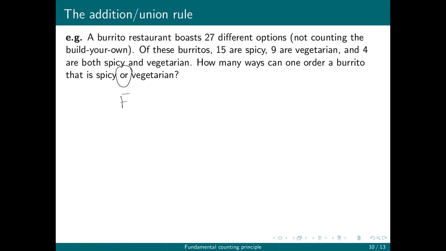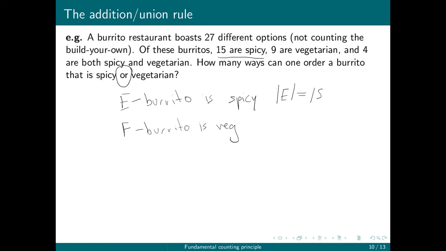Well, E refers to the event that a burrito is spicy. And so the cardinality of the set E is 15. There's 15 spicy burritos. The event F is going to refer to the event that the burrito is vegetarian. And the cardinality of that set is 9.